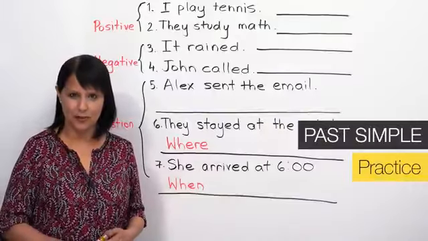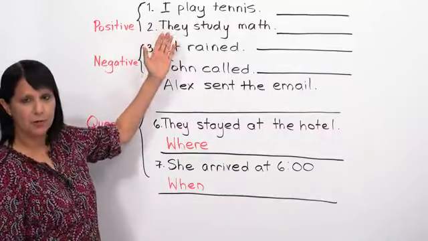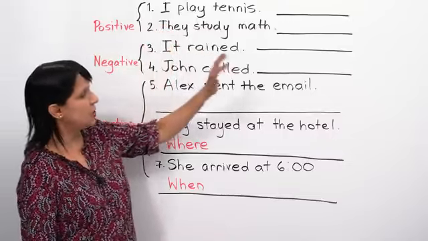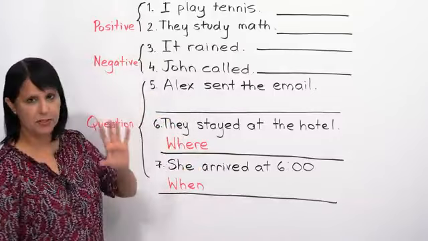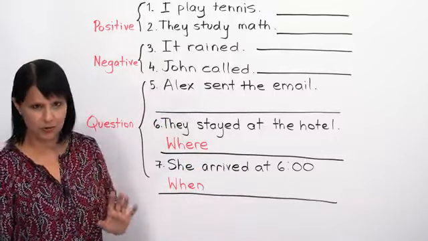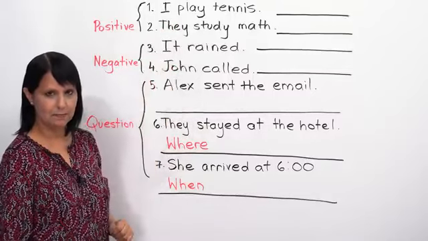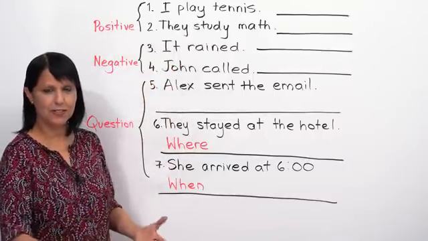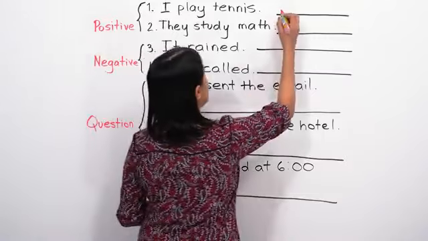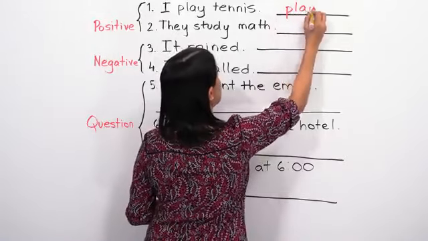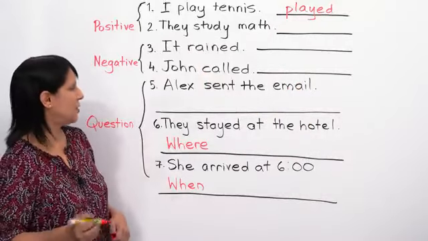Now let's practice what you've learned. So first, we'll take some sentences that are written in the present simple tense and we'll change them into sentences into the past simple tense. Okay, these are just positive sentences, not negative and not questions. So, number 1, I play tennis. In the past, what does that become? I played. I played tennis, right? Good.